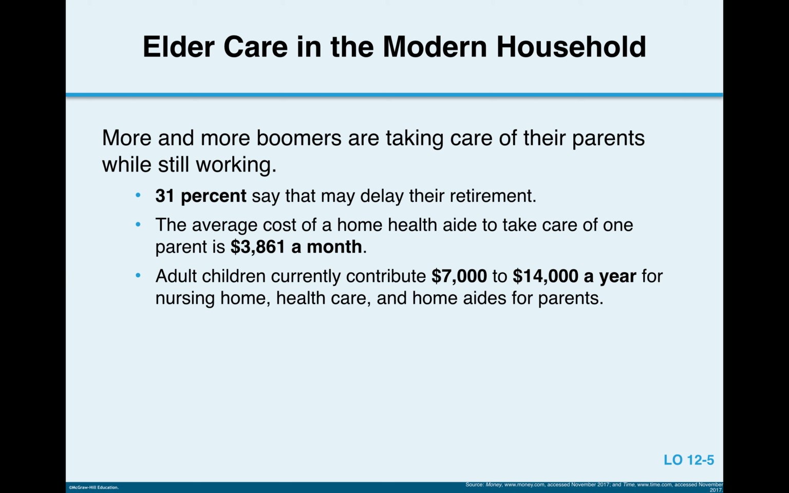So more and more boomers are taking care of their parents while still working. So 31% say they may delay their retirement. The average cost of at-home health care is about $3,800 a month. And then adult children currently contribute $7,000 to $14,000 a year for nursing home, health care, and home aids for parents.